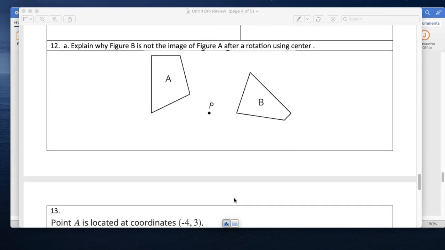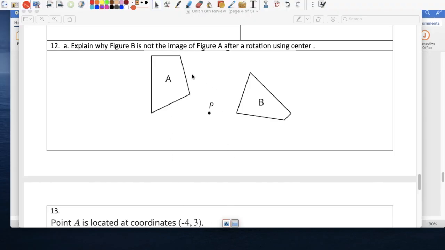12. Explain why figure B is not the image of figure 8 after rotation. All right, so figure B got rotated, but is it an image of figure 8? Well, it's not, right? You can clearly see that this guy right here and this guy right here are not the same length. Okay, so in rotations, reflections, translations, they have to keep the same side lengths in the same shape. So you can say that.